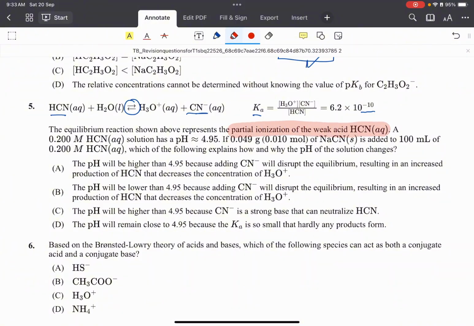Okay, so they gave us a certain molarity of HCN with a pH of 4.9, almost 5. So again, this clarifies that this is a weak acid. And then if 0.049 grams of its own conjugate, CN minus, is added to the solution, which of the following explains how and why the pH of the solution changes?